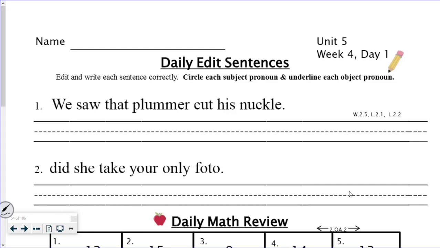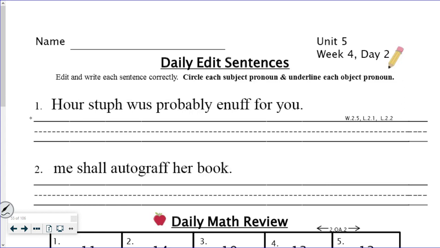Okay, let's see. We saw that plumber cut his knuckle. So plumber is spelled incorrectly. It is P-L-U-M-B, plum. Knuckle is spelled incorrectly. Knuckle is K-N-U-C-K-L-E. We saw that plumber cut his knuckle, period. Alright, so I'm going to rewrite it nice and neat on the line.